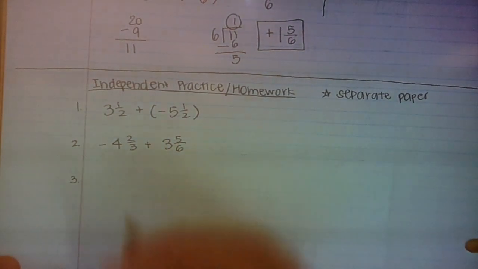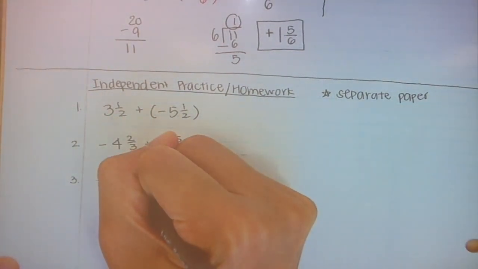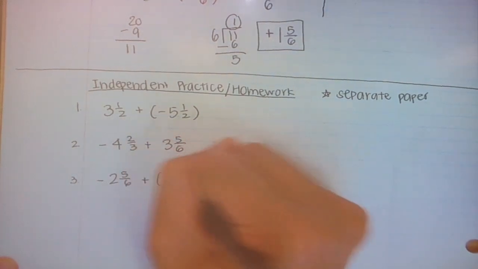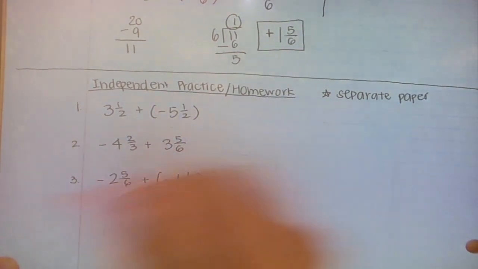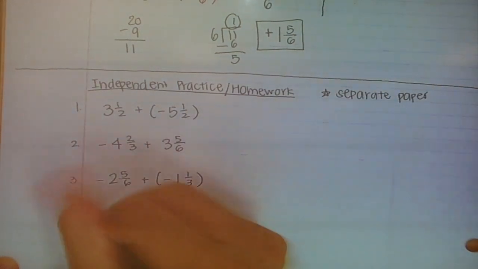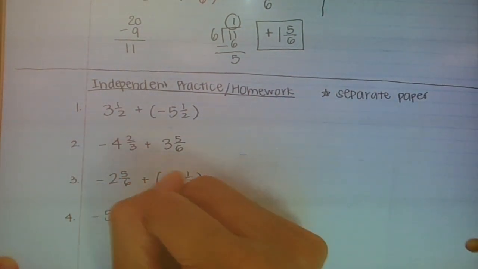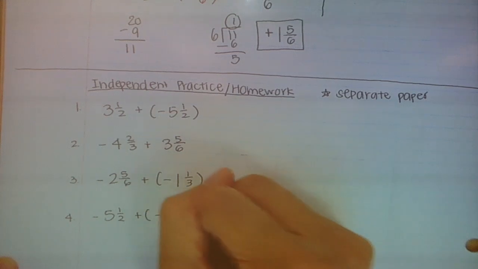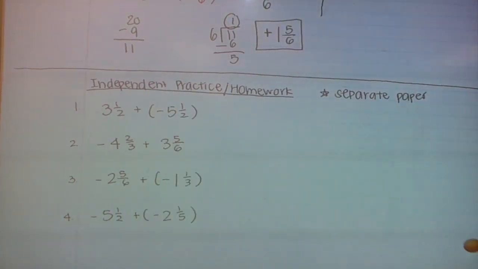Number 3, negative 2 5/6 plus negative 1 and 1/3. And number 4 is negative 5 and 1/2 plus negative 2 and 1/5. So you're writing this on separate paper. Make sure that you show your work and write your answer in a box.